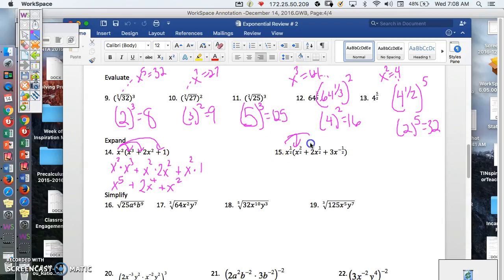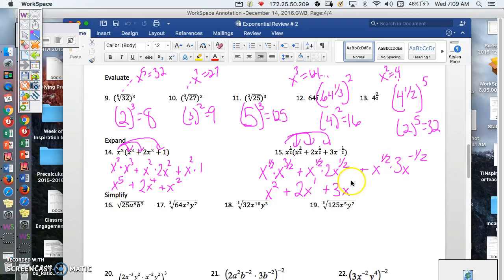And here it's the same thing, even though we have some fractions here. We have to distribute x to the 1/2 times x to the 3/2, x to the 1/2 times 2x to the 1/2, plus x to the 1/2 times 3x to the negative 1/2. So again, we add 1/2 plus 3/2, well that's 2, plus 2x, 1/2 plus 1/2 is 1, plus 3x, 1/2 and negative 1/2 is 0, and well, we know anything to the 0 power is 1, so we have x squared, 2x to the first, plus 3, because 3 times 1 is 3.